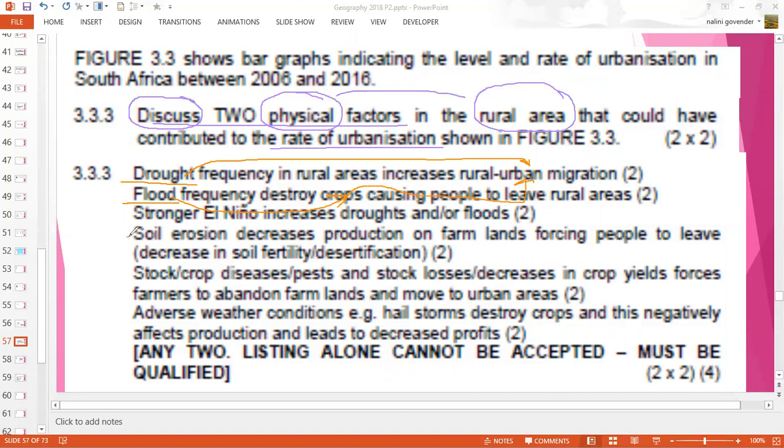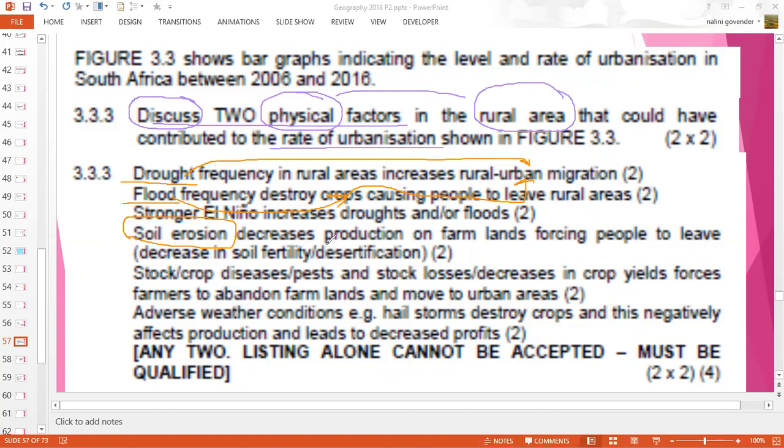Soil erosion being a physical factor. The soil is poor. The soil is infertile. As a result, the crops are not able to grow well. Because the soil is poor, your natural vegetation is poor. Your livestock is unable to get sufficient food. And that means production is going to decrease.